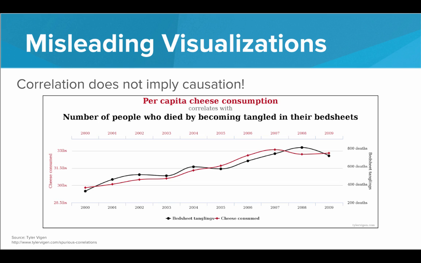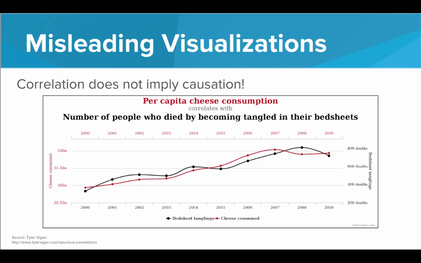And one last way that visualizations can be misleading is picking two random things that aren't necessarily caused by each other, but they might closely correlate. For example, it turns out per capita cheese consumption correlates very closely with the number of people who died by becoming tangled in their bed sheets over time. So we see that in 2000, not that many people ate cheese, not that many people died in their bed sheets. 2006, a lot of people ate cheese and a lot of people died in their bed sheets. It doesn't mean that they cause each other, they're just correlated. So correlation does not imply causality.